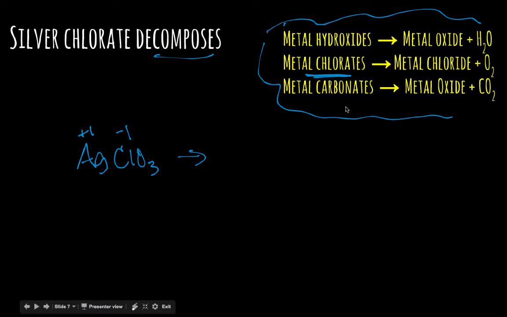So when this decomposes, it turns into a metal chloride plus oxygen. And like we said before, the metal is going to be the same as the metal in the initial compound. So the metal chloride is going to be Ag, still a +1, Cl, which is a -1, and then our oxygen, which is O2. So then, last step is to balance.